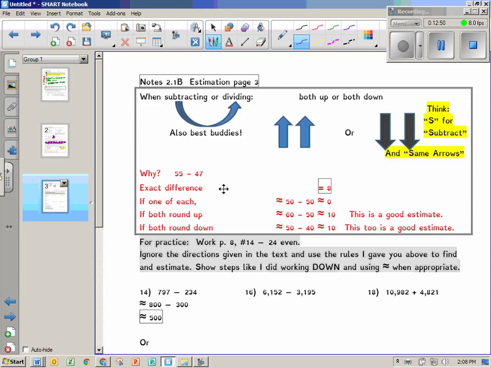So I did the same example over here, except the exact difference is 8. So if we do one of each, if I round 55 down and 47 up, I get 0 because they both become 50. If I round them both up, I get 10. If I round them both down, I get 10. So either one of those gives us a good estimate.